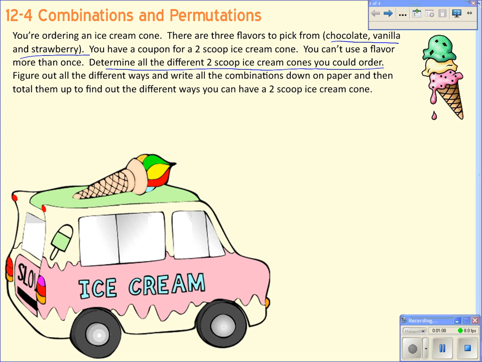What I want you to do on your own is to actually write out all of the different combinations that you can make of ice cream cones. So on your paper, right now, I'm going to give you some time to do that. Write down all the different ways that you can make an ice cream cone with those 3 options of flavors.